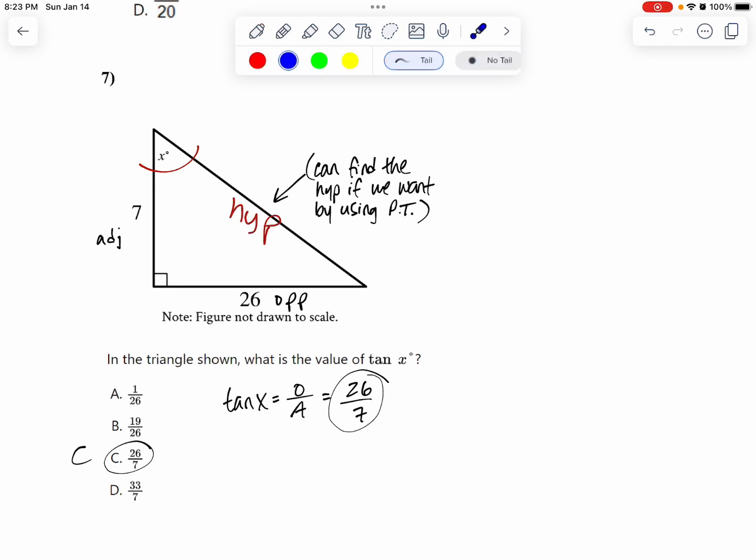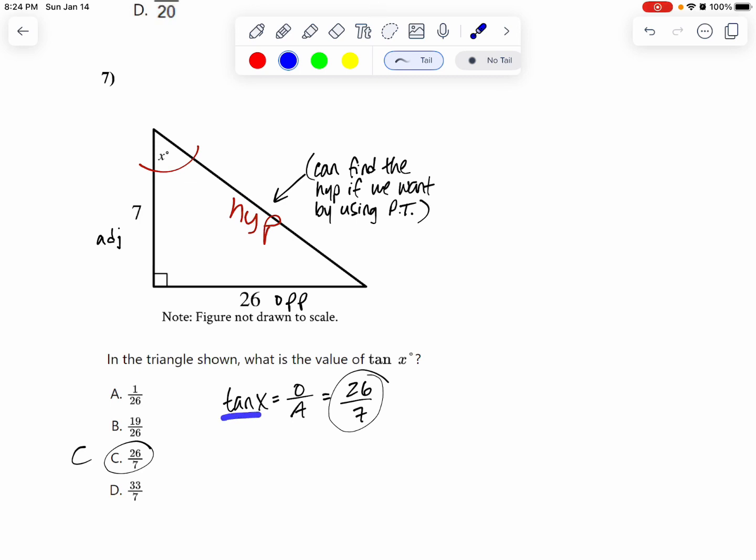And I also already labeled for X, this side is the opposite side. So that's why I put opposite right there. And the other side, the one that's right next to it, the one that's not the hypotenuse, that's called the adjacent one. It's right next to it, touching it. Okay, anyways, for tangent, it's asked me about opposite over adjacent. So the opposite side is 26. That's why I put the 26 on top. The adjacent side is the 7. And 26 over 7, again, does not reduce, so therefore there is my final answer.